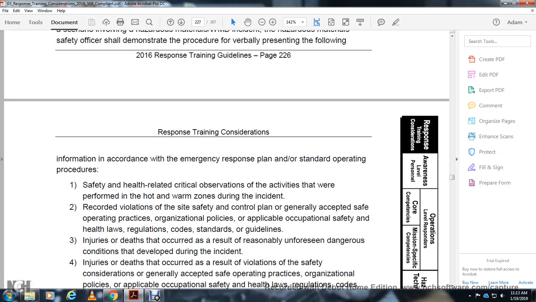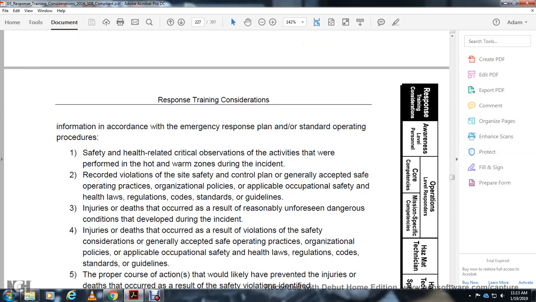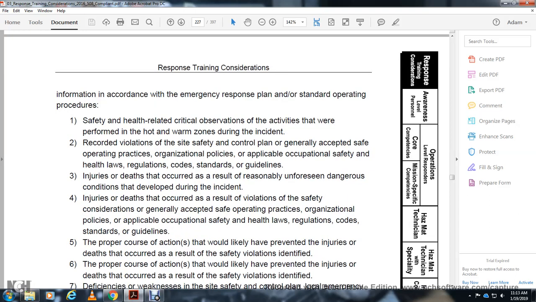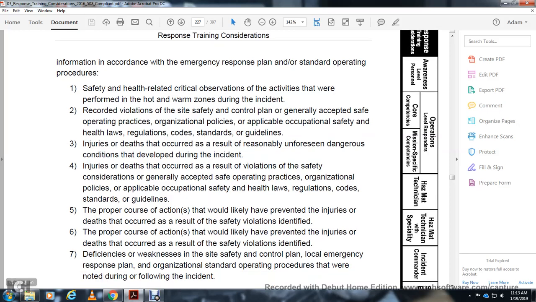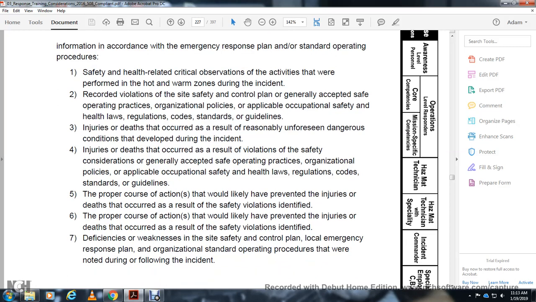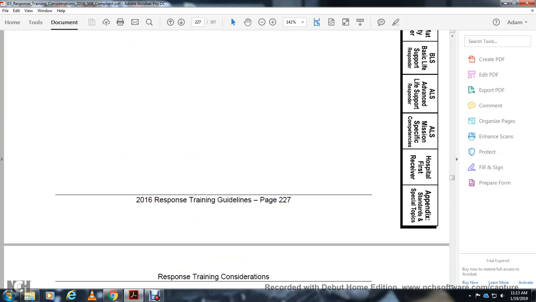Injury or death that occurred as a result of reasonably unforeseen dangerous conditions developing during the incident, and injury or death that occurred resulting from violation of safety considerations, generally accepted safe operating practices, organizational policies, and applicable occupational safety and health laws, regulations, codes, standards, and guidelines. Identify the proper course of action that would be taken to prevent injury or death resulting from a safety violation, and the deficiencies or weaknesses of the site safety control plan, local emergency response plan, or organizational standard operating procedure identified during the incident.